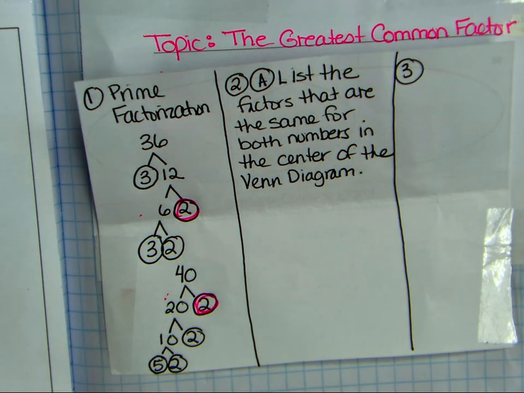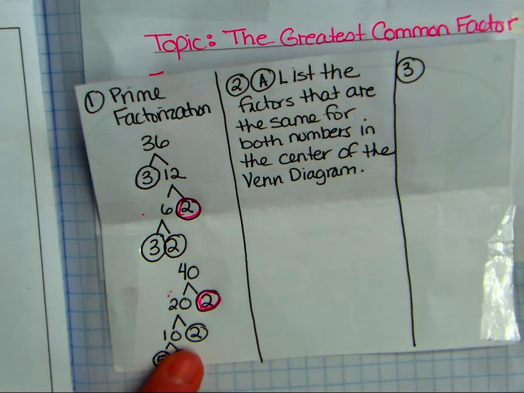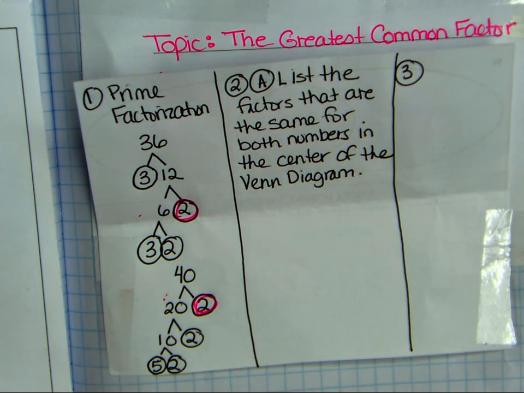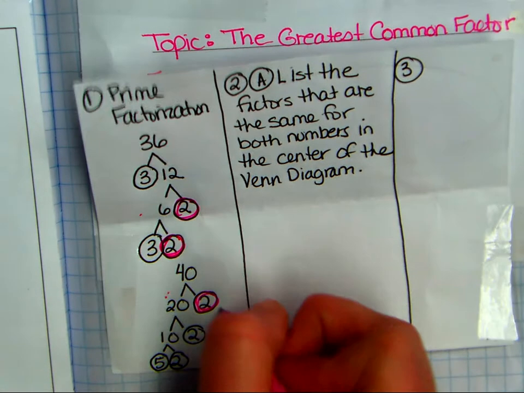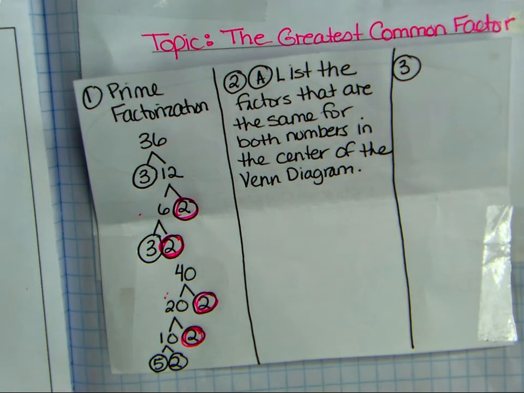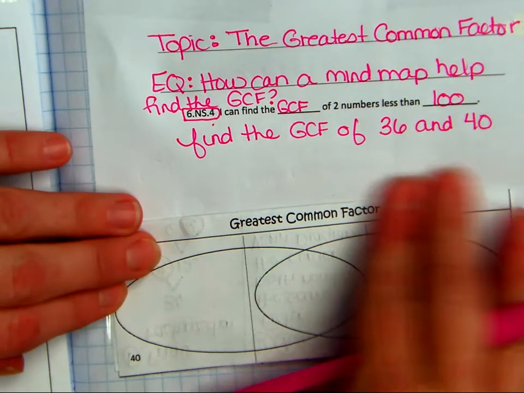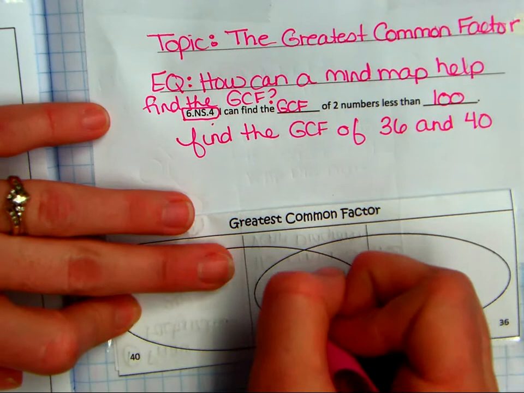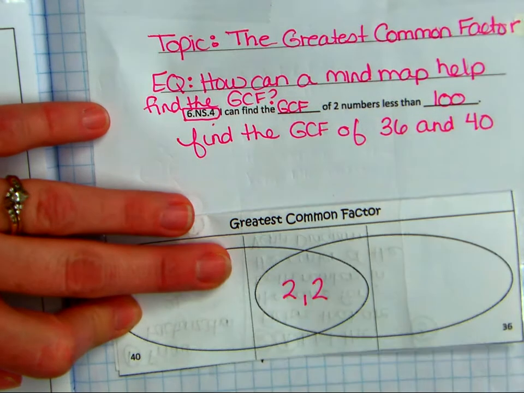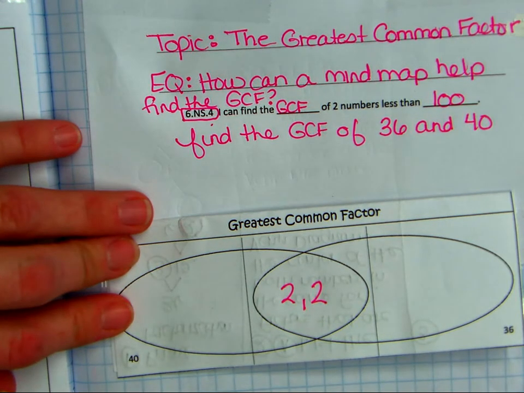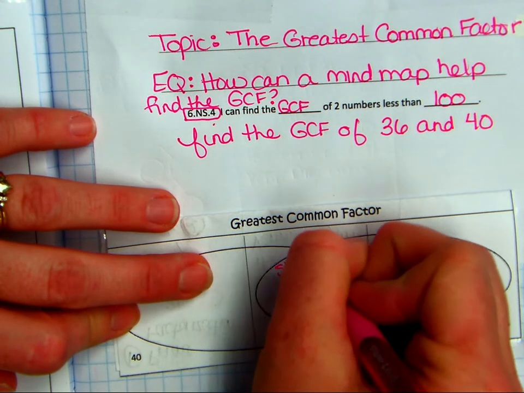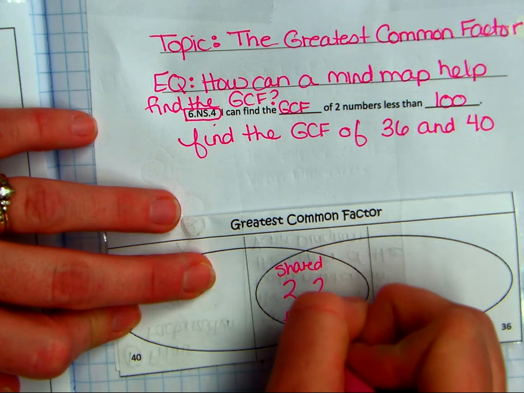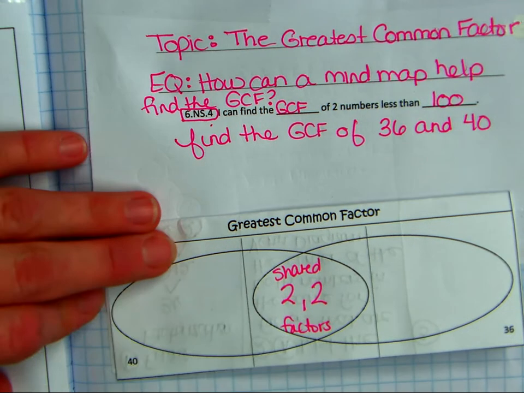Abby? 3. There's no 3 down here. 2. But there is another 2. It's important that we list both separately. So there's a 2 here that matches up, and there's a 2 here that matches up. So we're going to take those, and we're going to go back to the center of our Venn diagram, and we're going to write, we have a 2, and we have a 2. Those are the factors that are shared. These are shared factors. All right?